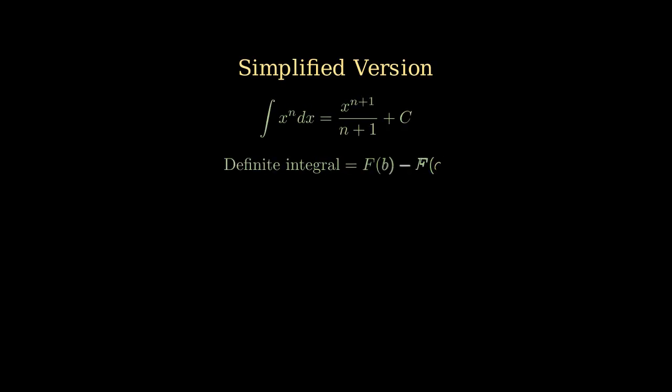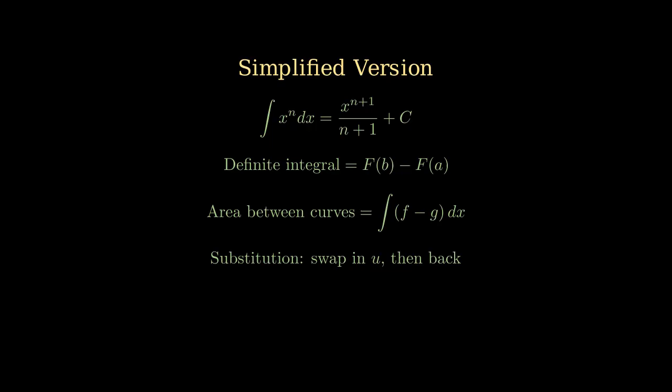Simplified version. Integrating x to the n gives x to the n plus 1 over n plus 1 plus c. A definite integral is the upper bound value minus the lower bound value. Area between curves is the integral of upper minus lower. Substitution swaps in u to simplify, then swaps back. Volume of revolution is pi times the integral of y squared.